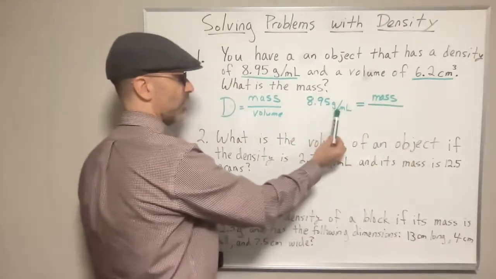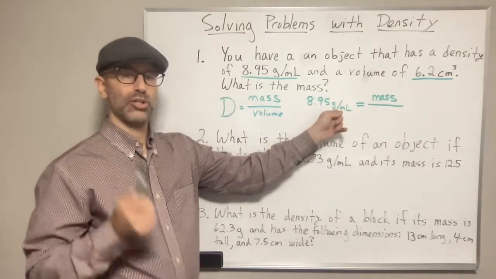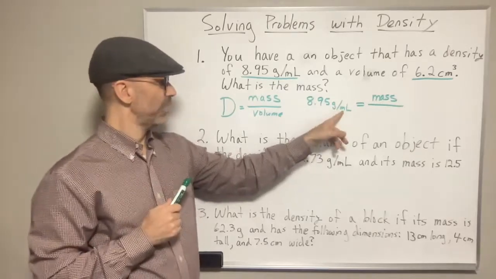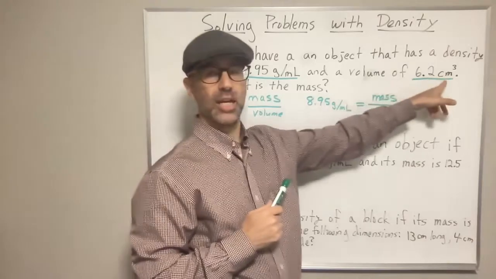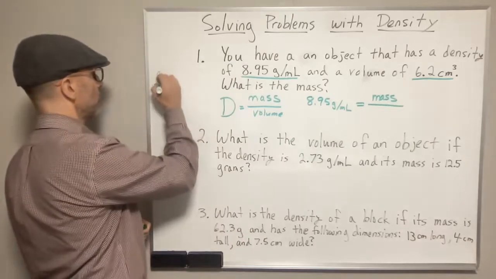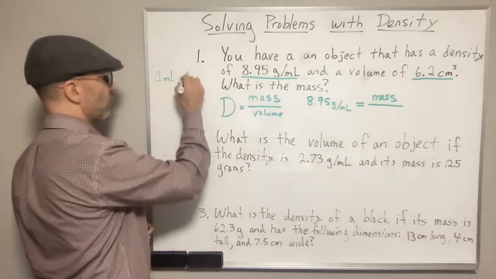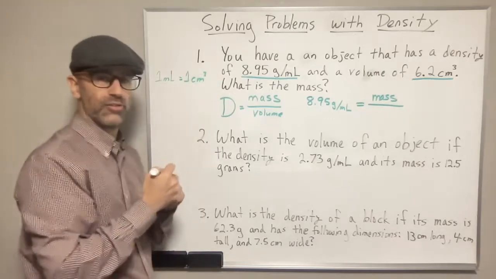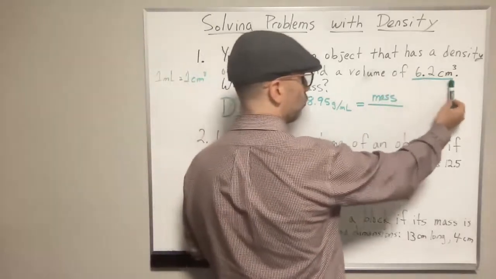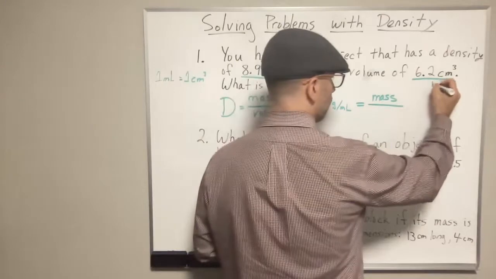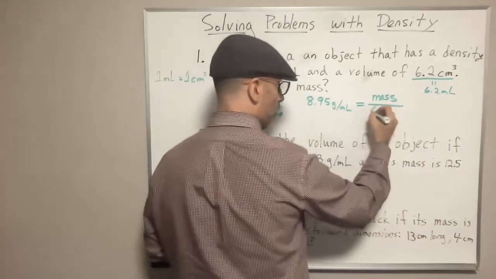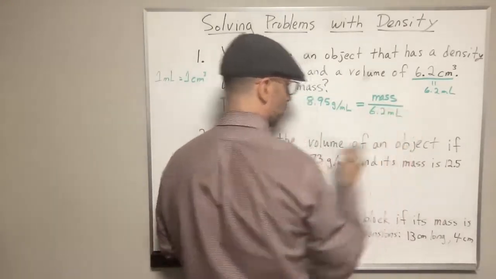But notice the units here. It's very important to make sure that your units are the same and that they can cancel out. Here we have milliliters, but here we have centimeters cubed. But if you remember, 1 milliliter is equal to 1 centimeter cubed. So they are the same, and you can replace one with the other. So this is the same as 6.2 milliliters, and we'll put that there.